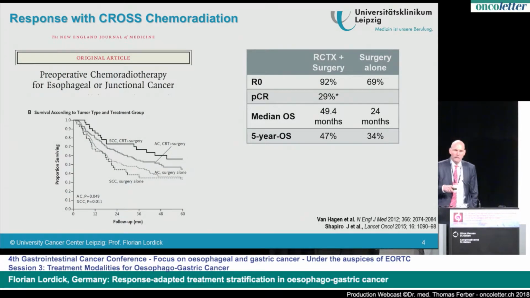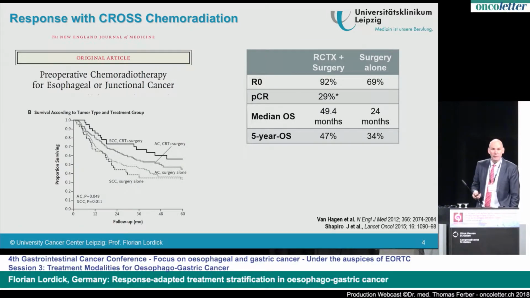And let us go back to the first case. It was a patient with squamous cell cancer of the esophagus who received the treatment according to the CROSS study, and you are all aware of the results of the CROSS study with a good effect for neoadjuvant chemoradiation, especially in the subgroup of patients with squamous cell cancer. They benefit quite a lot from this treatment.